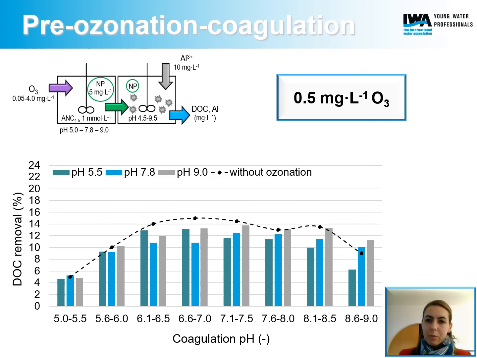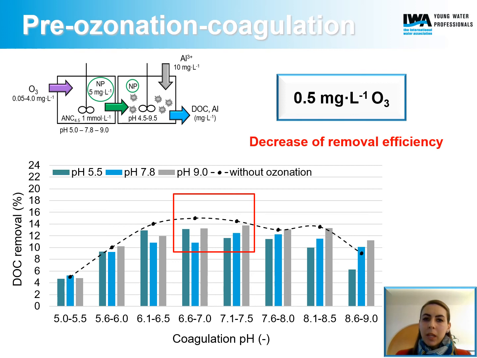On the other hand, the pre-ozonation with the dose of 0.5 milligrams per liter ozone caused a decrease in the removal efficiency almost in all tested pH values. Probably it was caused only by a change in molecular weights of organic substances and not by a change of surface charge. Thus, there was no oxidation of the functional groups of organic substances to carboxylic acids, which would increase the efficiency of coagulation.